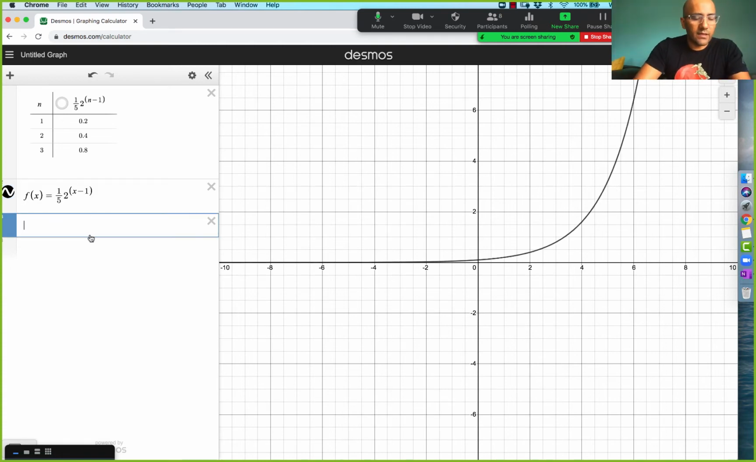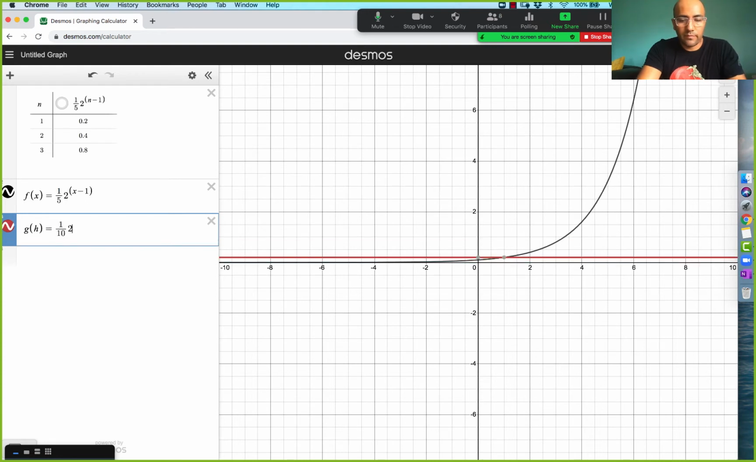I manipulated this a little bit, and it's just confirmed that it equals the same thing. After I manipulated this a little bit, I said it was equivalent to 1 divided by 10, 2 to the power of x. Oh, why does it have an h in there? Right? See, they both give you the exact same graph, right?